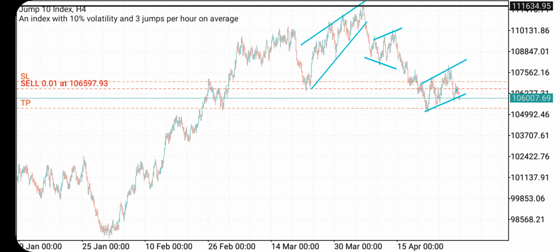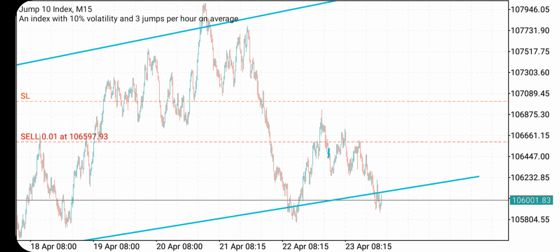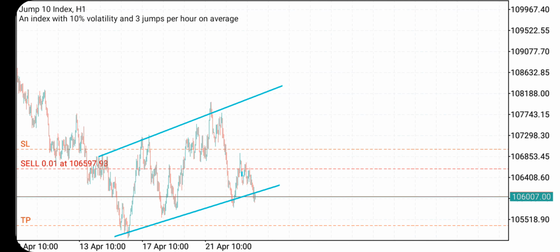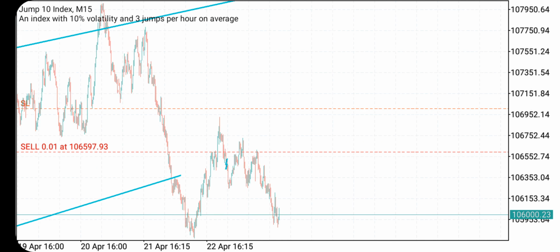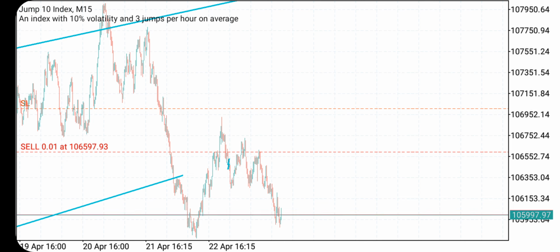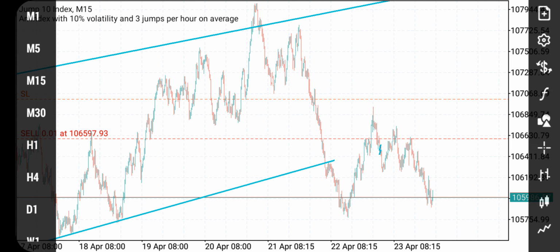Okay, so we go to the smaller time frame. Let me quickly check what's going on. The structure was like this, and then on a smaller time frame, we see this kind of a thing: the break to the downside and form a mini correction here. We anticipate that the market will go to the downside. So let me show you what we see.